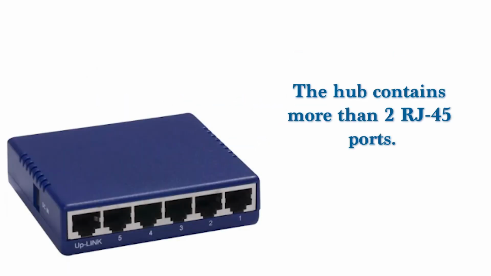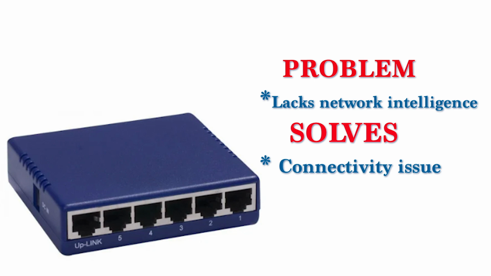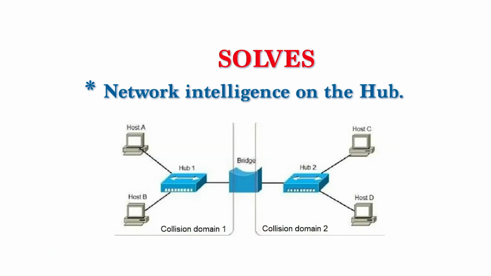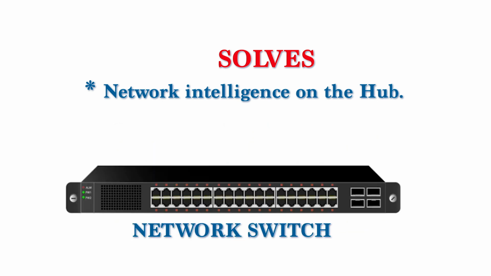The hub contains more than two network interface cards. So more than two devices can be connected together. The hub has the issue of network intelligence. It solves connectivity problem, but also created a network intelligence issue. The bridge solved the problem of network intelligence on the hub. In no time, the switch replaced the bridge. It solves connectivity issue, providing us with many interfaces where devices can be connected, and also provided network intelligence. Forward filtered decisions could be made easily with the switch.